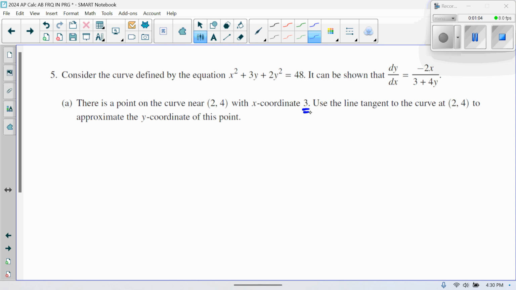point. All right, use the line tangent to the curve. That tells me y minus y1 equals m times x minus x1. We are going to use this, plug in an x value of 3 to approximate what the y value will be, or the output, in this function.